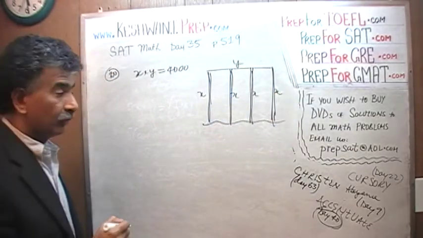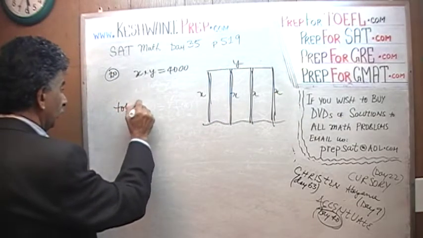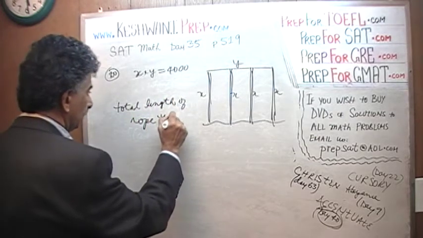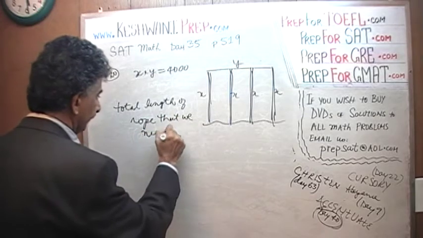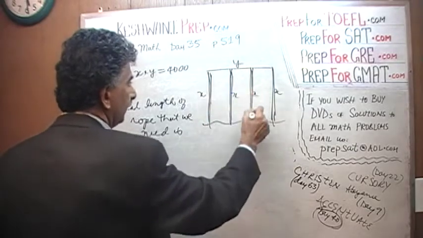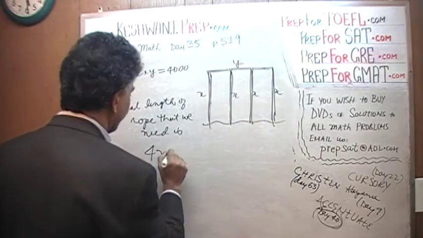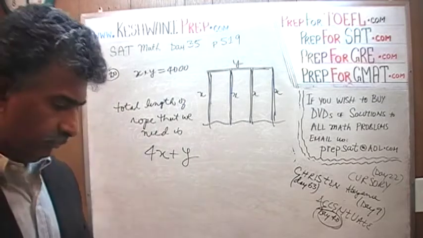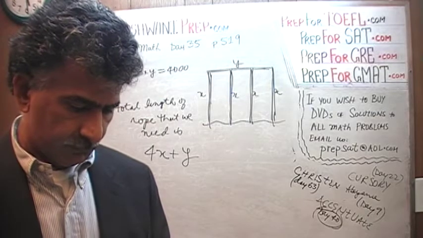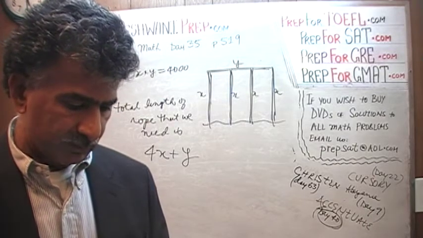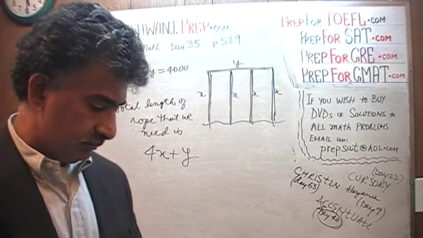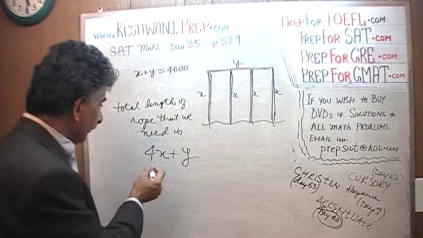So the total length of rope that we need is 4x, 1, 2, 3, 4, and then on this side we need a length of y. So far so good. What are they asking? What is the total length in meters of the rope that is needed to bound the 3 sides of the swimming pool? We just found it. But this is expressed in terms of x and y.